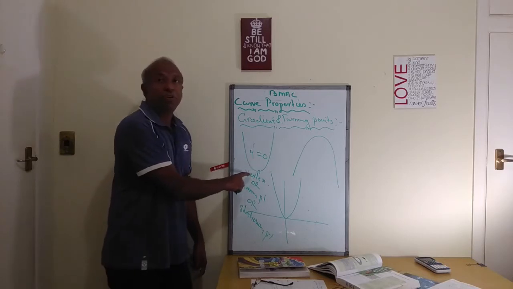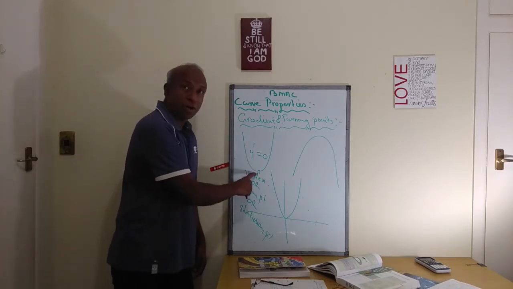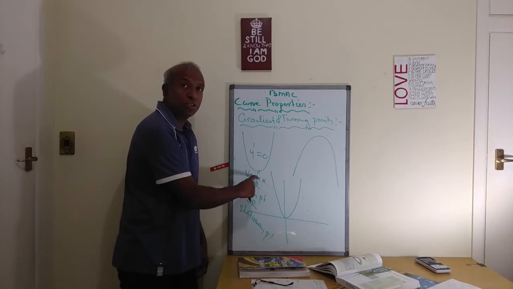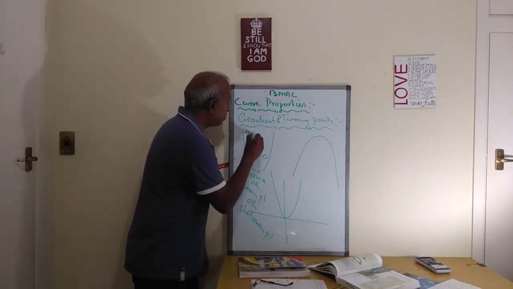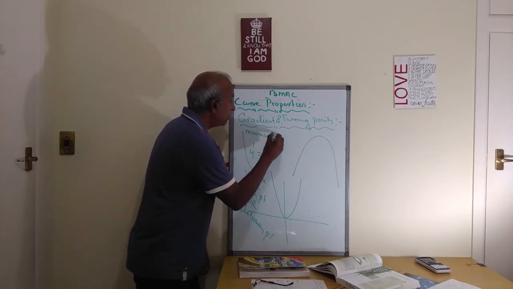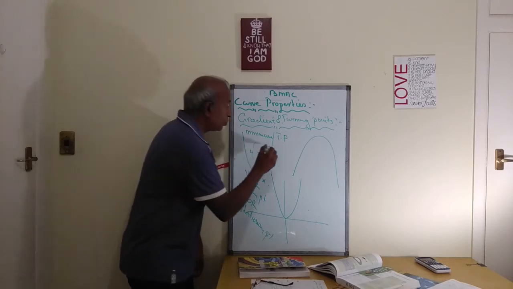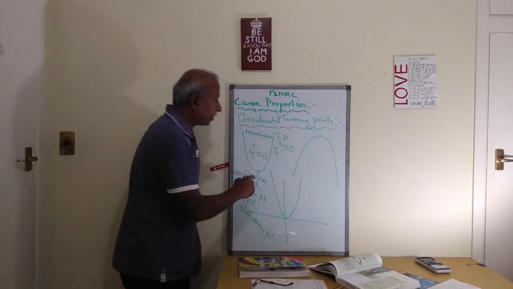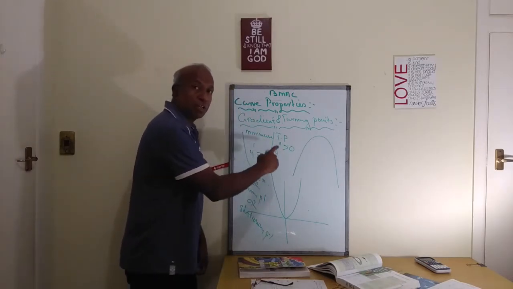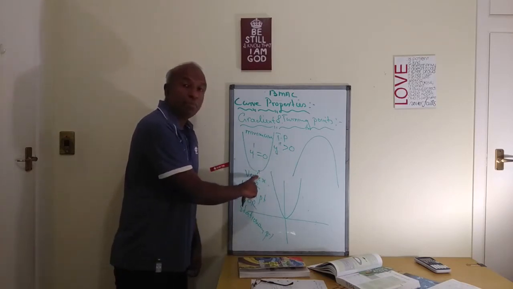What type of turning point is that? There are two kinds of turning points, maximum turning point and minimum turning point. This one is a positive parabola, so the nature of the turning point will be a minimum turning point. Remember, how do you use calculus to find that? You differentiate twice. When you differentiate that function again and substitute the x value, if you get a positive number, that turning point will be a minimum turning point.